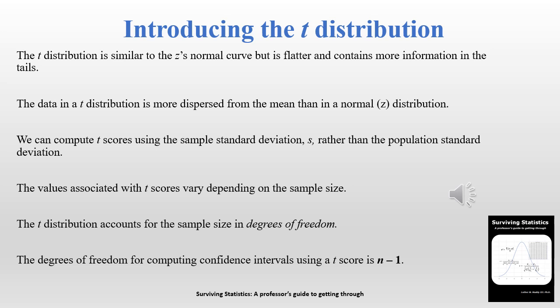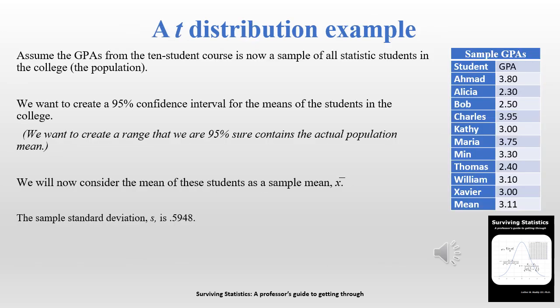Now, when we're working with the t-distribution, we're going to be working with something else as well, and that is the degrees of freedom. Now, the degrees of freedom is going to be computed by n, the sample size, minus 1. So the sample size is an integral part of the t-score values that you're going to find on the t-score distribution table. So let's run through an example of using the t-distribution.